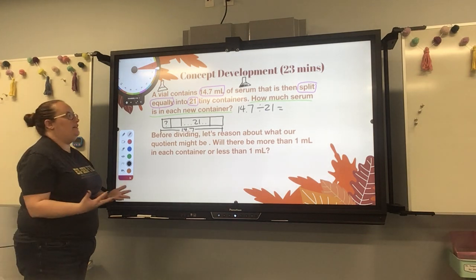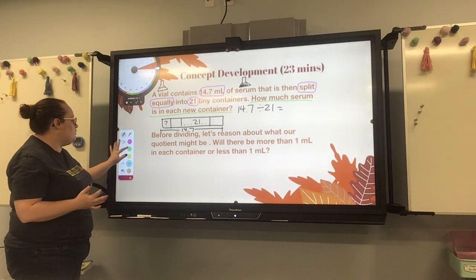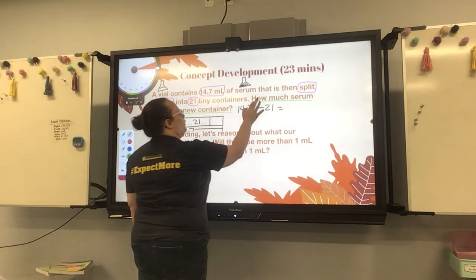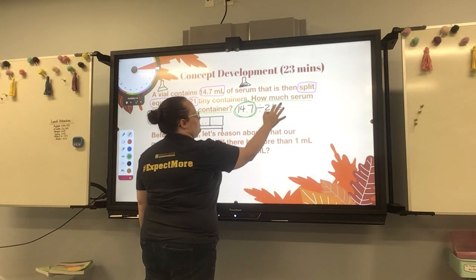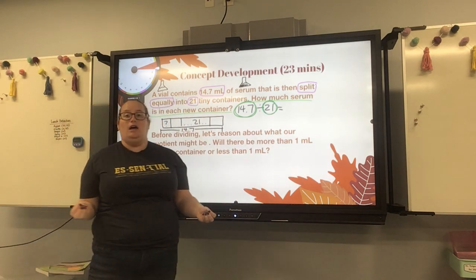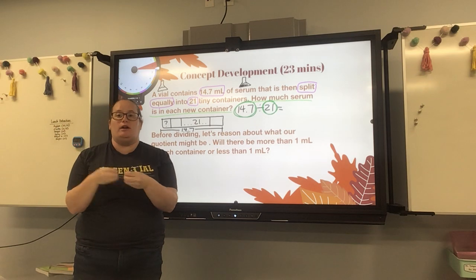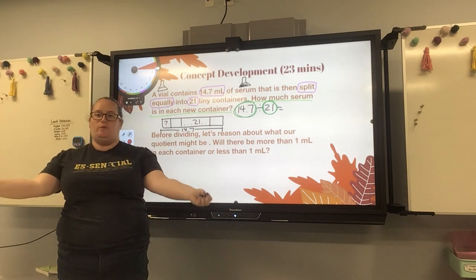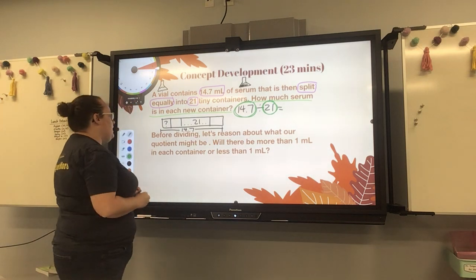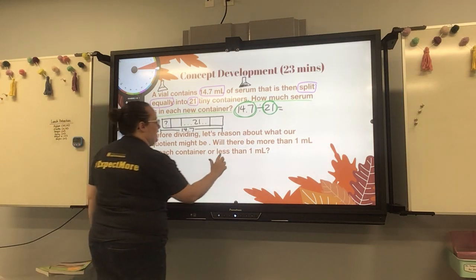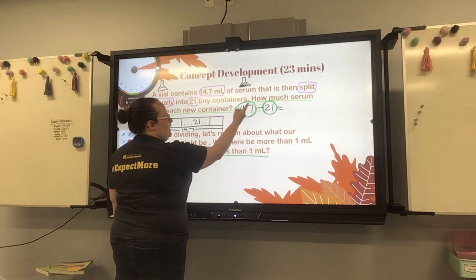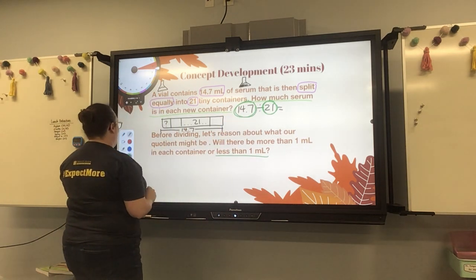So, if I look at my division problem, what you should notice right away, which is also what I noticed right away, is that 14 is smaller than 21. So I am splitting a smaller number into more groups than what I have in the ones place, which means that my answer would be less than 1 because 14 is smaller than 21.